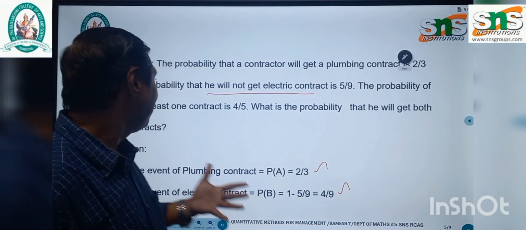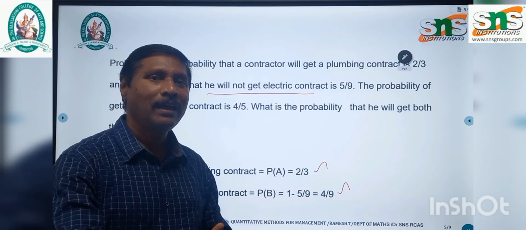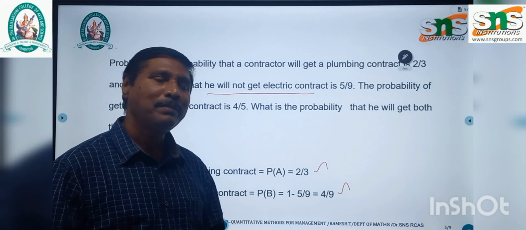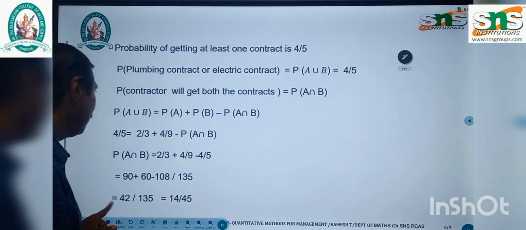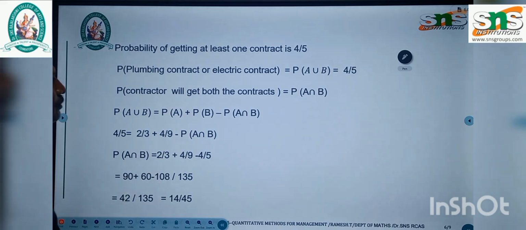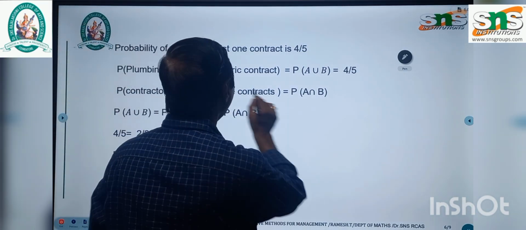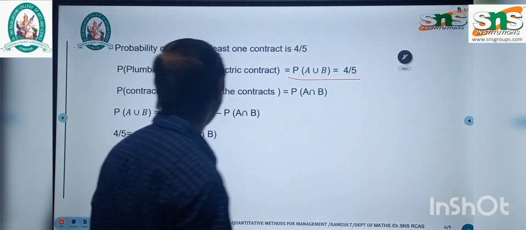What is the probability that he will get both the contracts? He will get the plumbing contract as well as the electric contract, which means we calculate the intersection value. Here, he gets the plumbing contract or the electric contract, which means we take the union. Therefore, probability of A union B is 4 by 5.